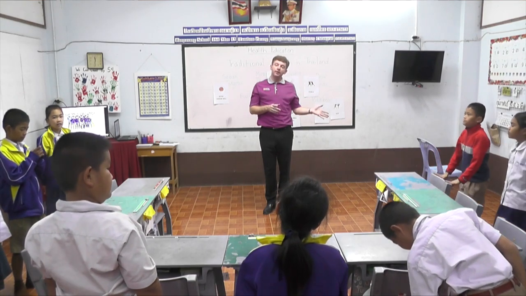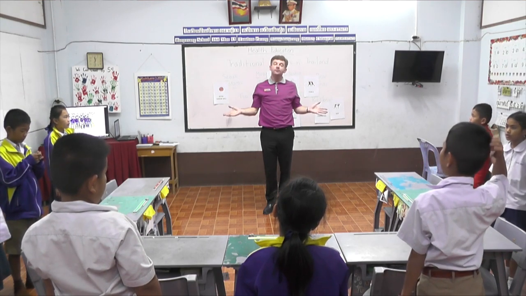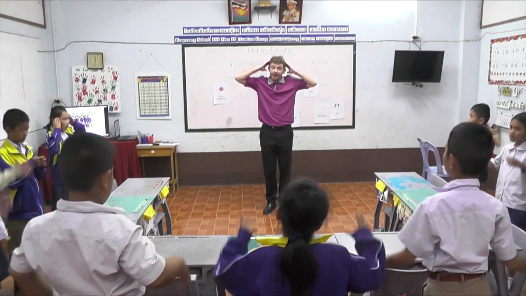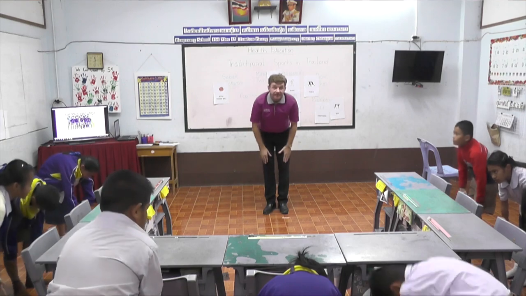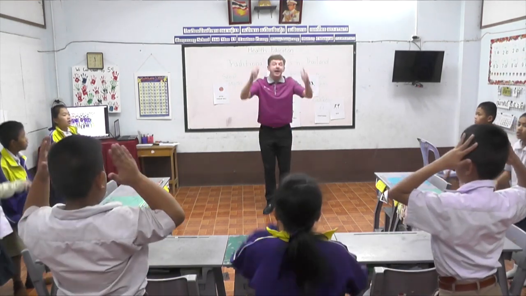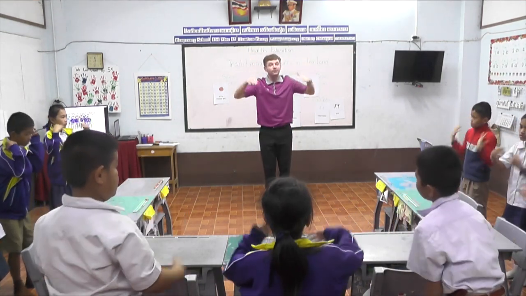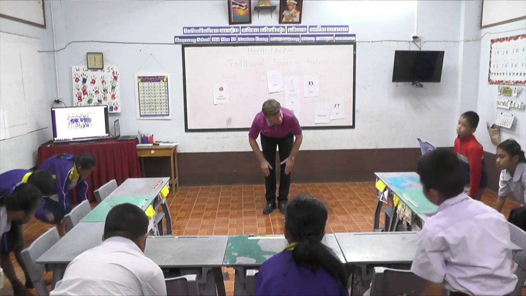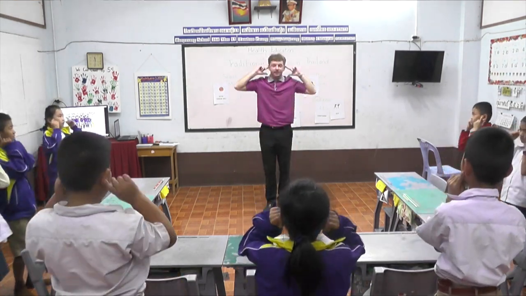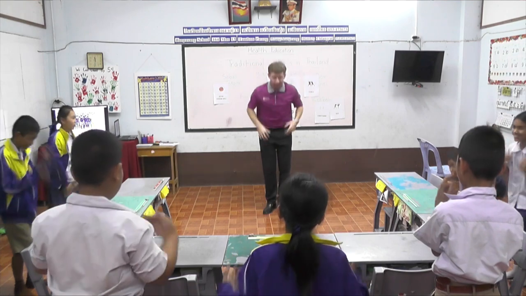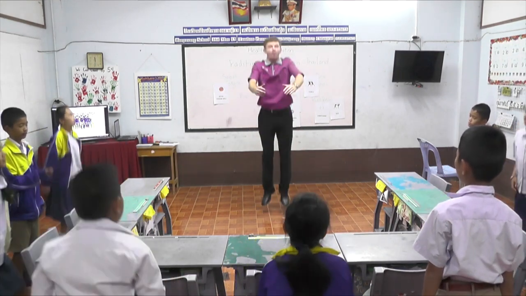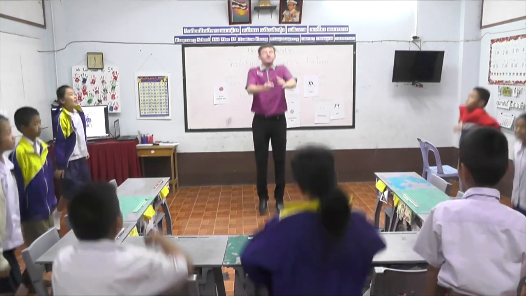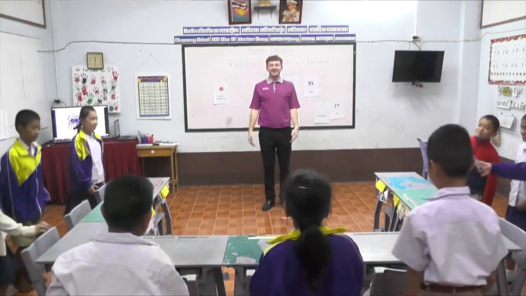But shall we do it quickly or slowly? Slowly. Head, shoulders, knees and toes. Knees and toes. Eyes and ears and mouth and nose. Head, shoulders, knees and toes. Knees and toes. And to finish, we will do five jumps. One, two, three, four, five. Excellent, guys. Have a seat.